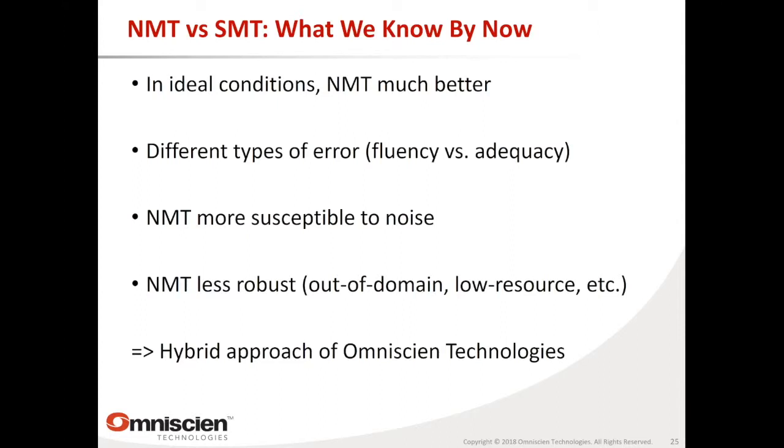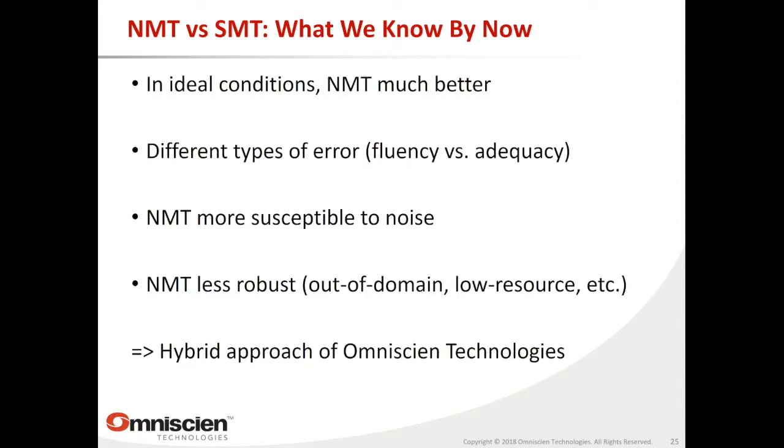Neural machine translation and statistical machine translation have different types of errors. I'll explain that a little bit longer. There's a difference between fluency and adequacy. And generally, you find that neural machine translation is more susceptible to noise in the training data. And generally, neural MT is less robust, in the sense that it deteriorates more strongly if you move out of domain or if you don't have enough training resources to train your models on.